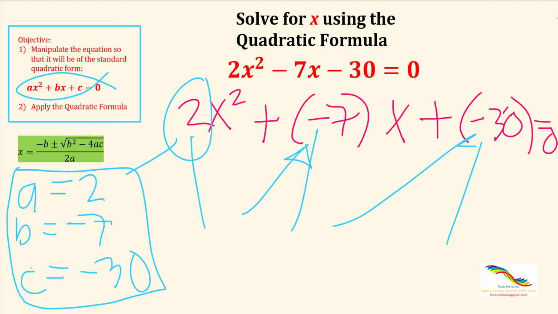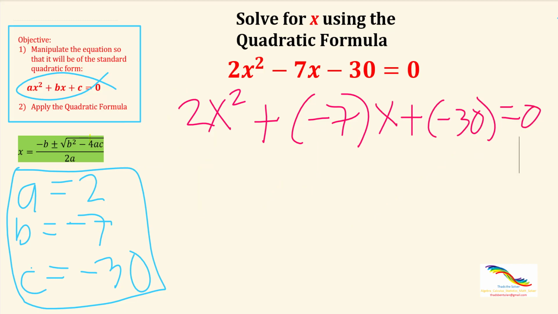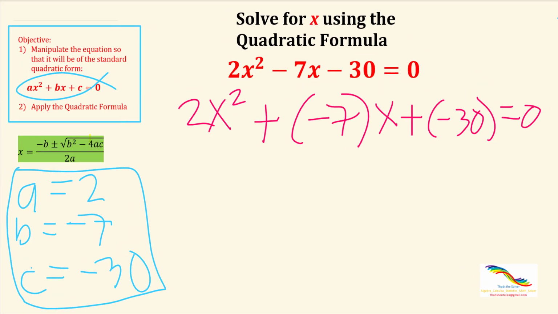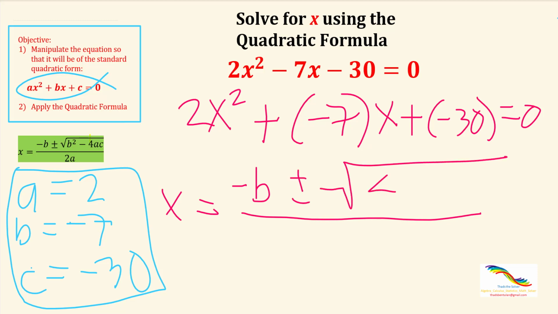Okay, let's simplify this. Now that we have identified a, b, and c, let's apply the quadratic formula. So the quadratic formula here, let's see, x equals, this is the numerator here, denominator here, negative b plus minus the square root of b squared minus 4ac over 2a.